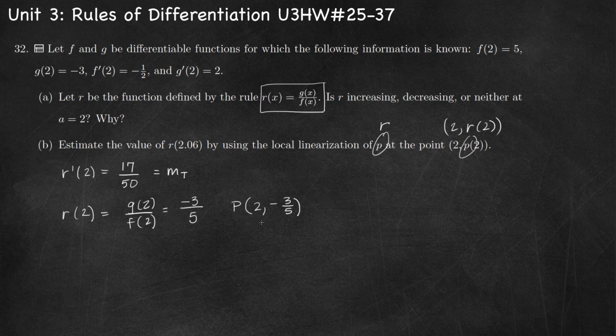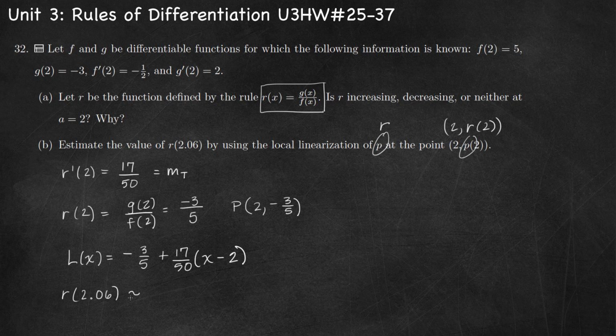And that means my equation for my tangent line is y plus 3 over 5 equals 17 over 50 times x minus 2. Since we're asked to use the local linearization, I'm going to use that other notation. L of x equals, so instead of the y plus 3 over 5, now we're subtracting that 3 over 5, so we get negative 3 over 5 plus my slope, 17 over 50, times x minus the x-coordinate at my point of tangency C.